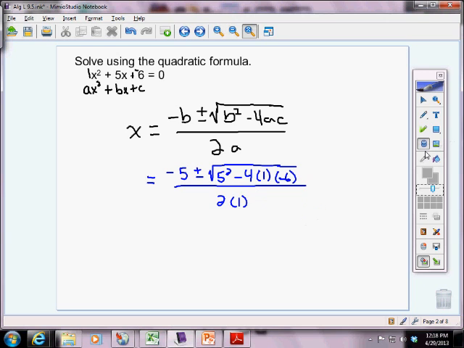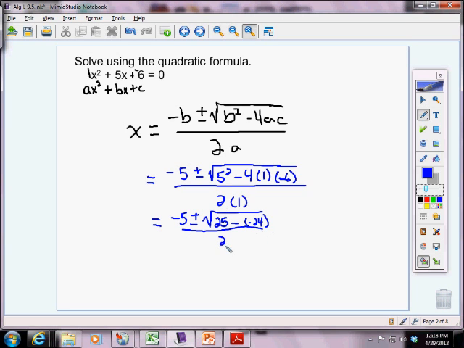So I'm going to take this out a little bit. I'm going to say negative 5 plus or minus the square root of 5 squared, which is 25. Now, 4 times 1 times a negative 6 is going to be a negative 24.